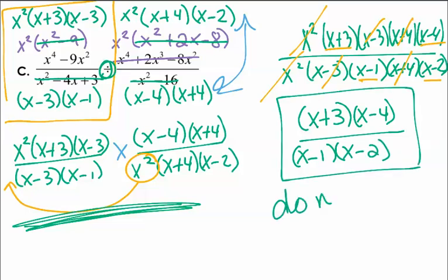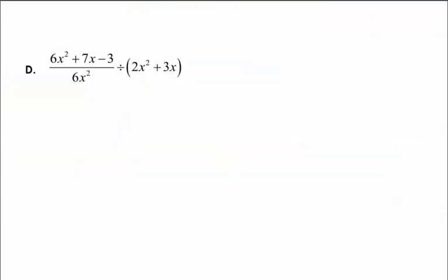Do not FOIL, okay? It's a way that you're going to make a lot more mistakes, and it's unnecessary. It's not going to do anything for you for your problem. Alright, so as we look at this problem, you notice that we're dividing by 2x squared plus 3x. We're just dividing by one term, we're not dividing by a fraction. So before we get started, I'm going to go ahead and put this over 1 so that I don't forget and I don't screw up when I'm trying to multiply by the reciprocal.